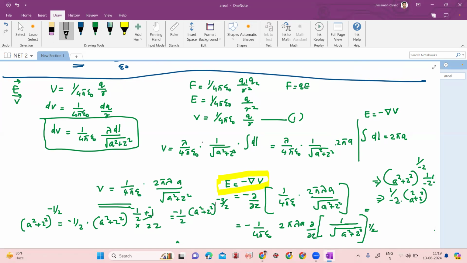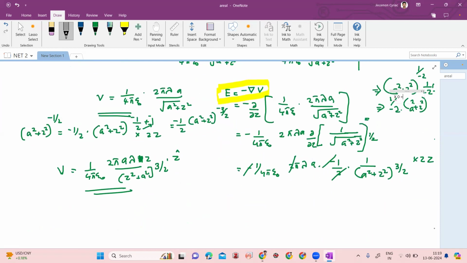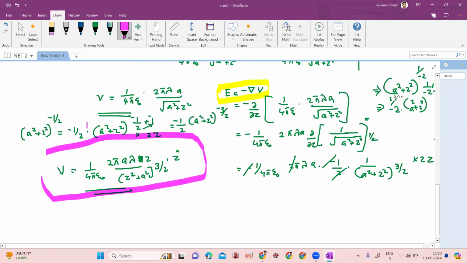Then take the derivative of 1 by root of a square plus z square. We take it into the numerator, it becomes minus 1 by 2, then n into a raised to n minus 1. Then also take the derivative of this z square, that becomes 2z. Then we can substitute all these things. We can get the final answer, V is equal to 1 by 4 pi epsilon 0, 2 pi a lambda z by z square plus a square all raised to 3 by 2, into the unit vector in that direction.